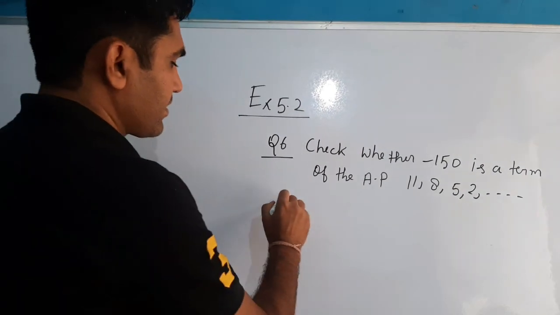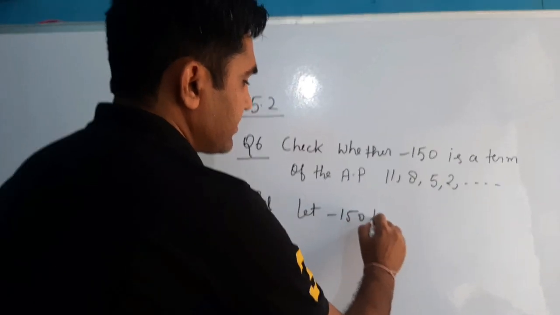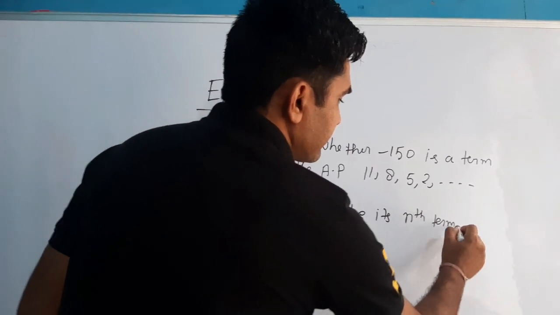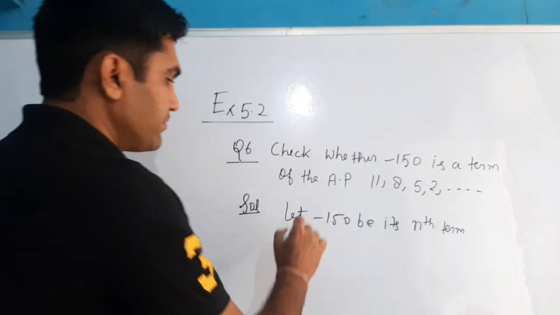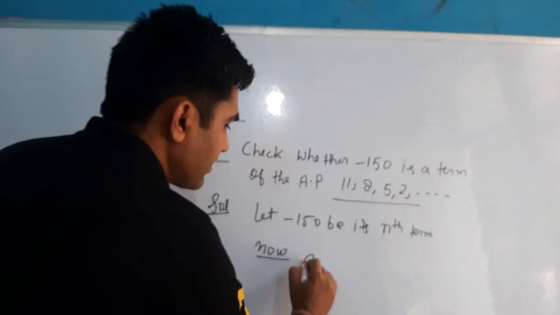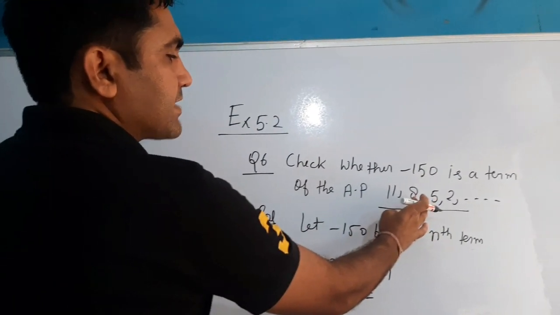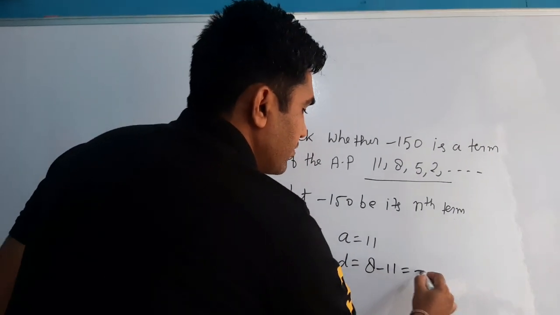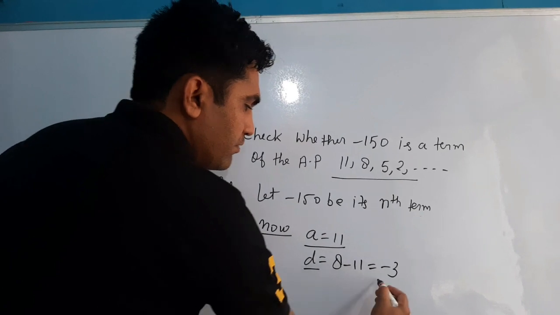Solution: let minus 150 be its nth term. हमने इसको लेट कर लिया कि minus 150 be its nth term. Now from the AP, A equal to 11, D equal to second term minus first term, 8 minus 11 equal to minus 3. This will be the D. So A equal to 11, D equal to minus 3.